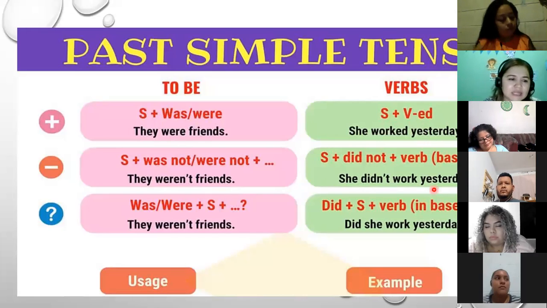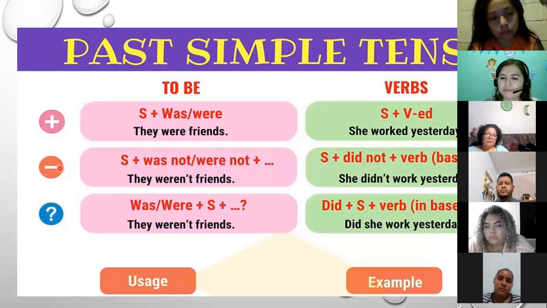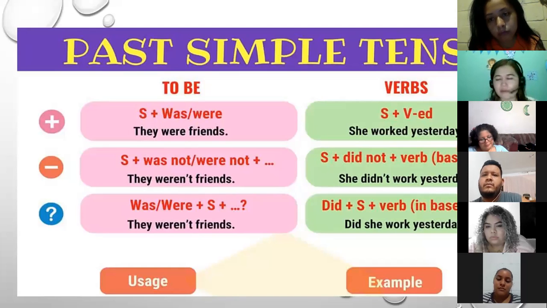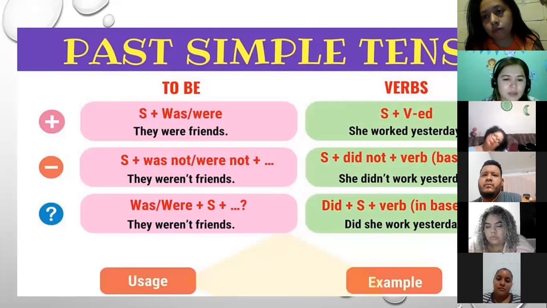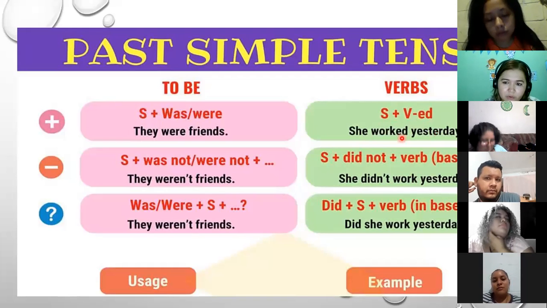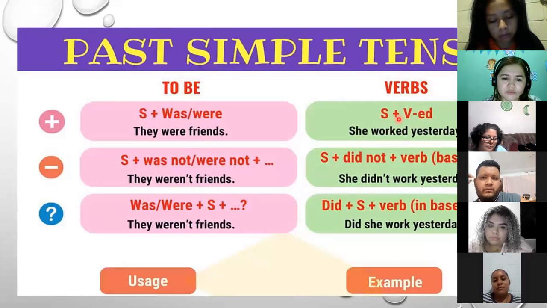Now, if we have a negative, okay, a negative sentence, okay, we have the subject, we have the auxiliary did, okay, did, plus the verb, y aquí el verbo va en la forma base. Aquí no le voy a poner ed, okay, every time that we have an auxiliary, the verb will be in the base form, okay, so look, she didn't work yesterday. No tengo una ed aquí. Si fuera en positivo, yes. She worked yesterday. Aquí sí, mire, el verbo con ed because this one is a positive sentence, okay?